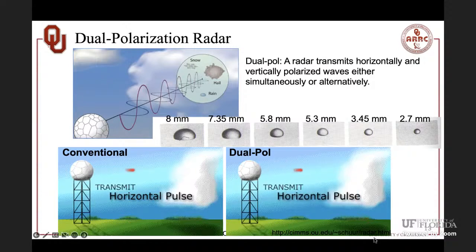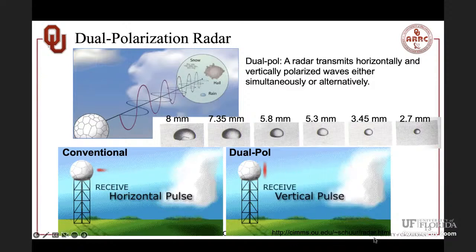Okay, so that's a very, very intuitive and basic idea of why you want to use dual polarization, because it tells you about the shape information of the hydrometeors. When the shape is spherical, they tend to be smaller, or they can be oblate, and of course you have some random shapes.